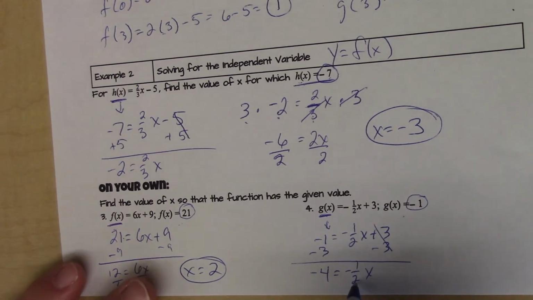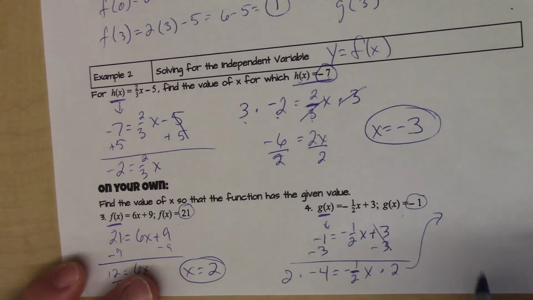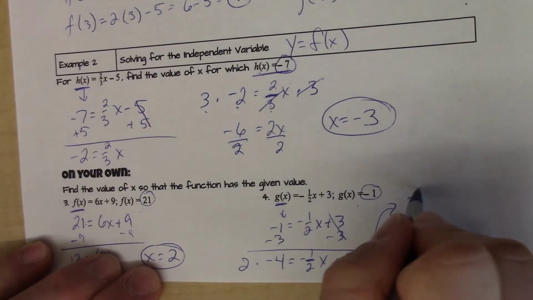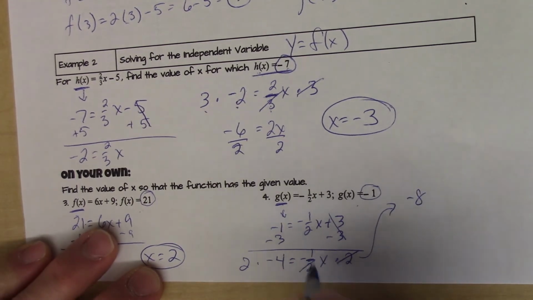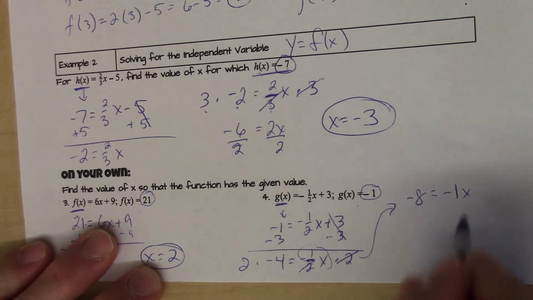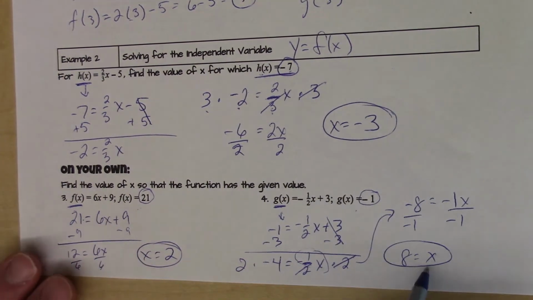And then how do I get rid of this fraction? Again, the opposite of dividing by 2 is to times both sides by 2. I'm going to write this over here. Right, so 2 times negative 4 is negative 8. The times by 2 and the divide by 2 cancel out, but I still have a negative 1x here. So negative 1x. And of course, you would just divide by that negative 1 to both sides. 8 equals x. Right? I don't care if you write it 8 equals x or x equals 8.